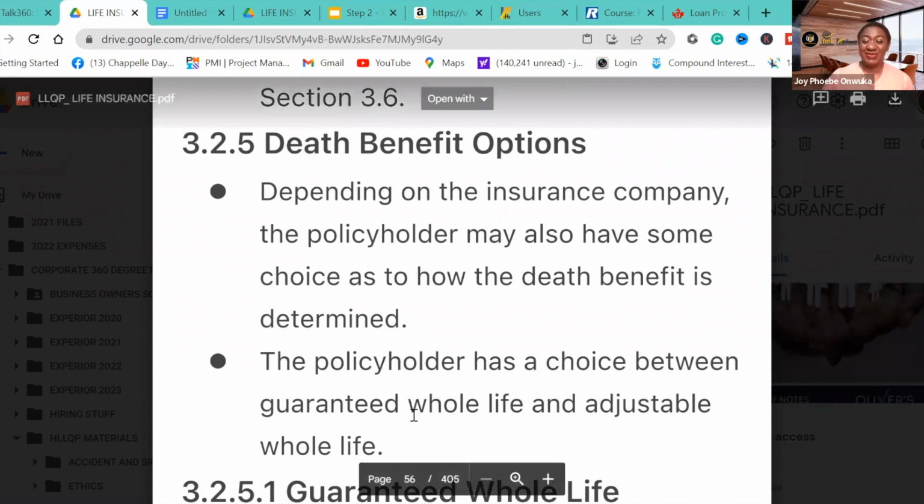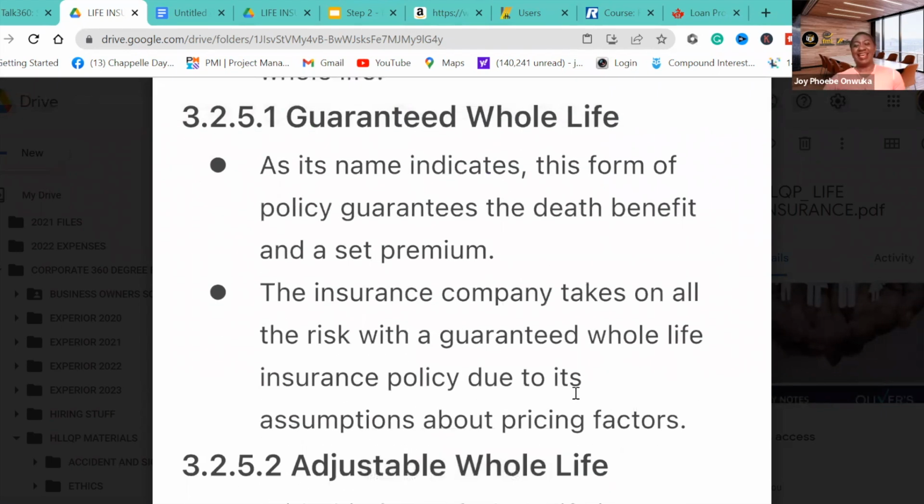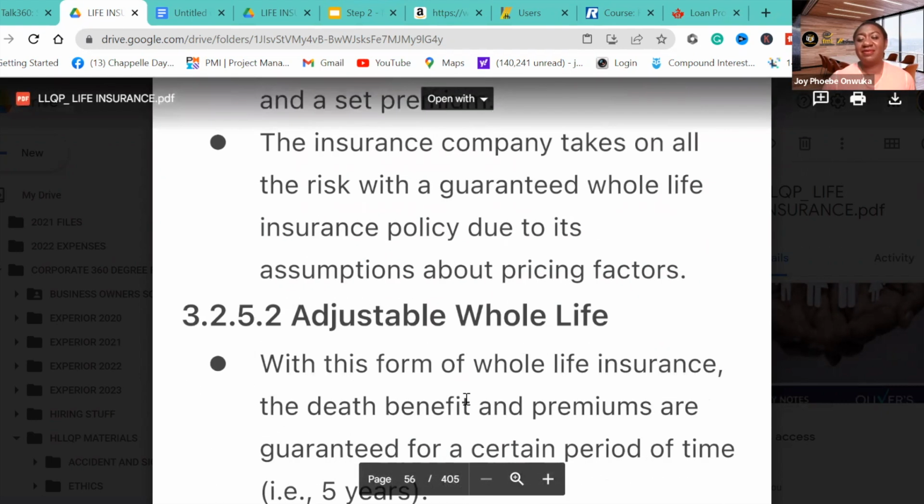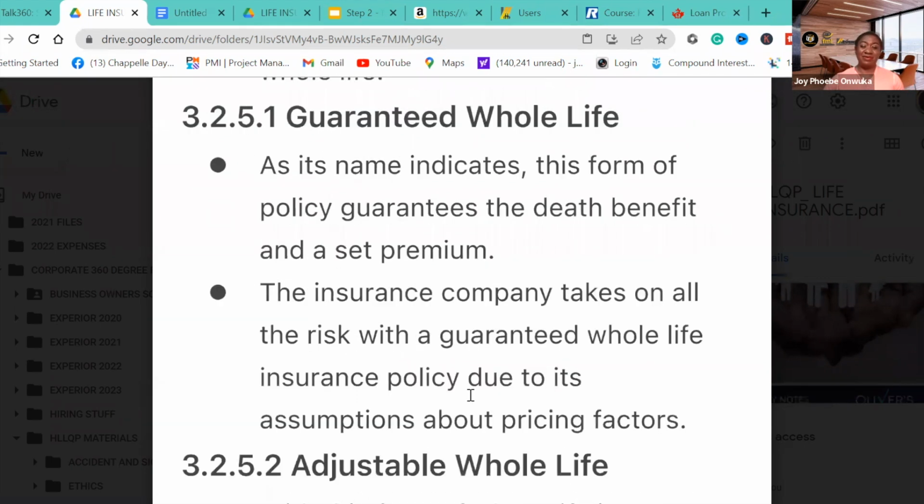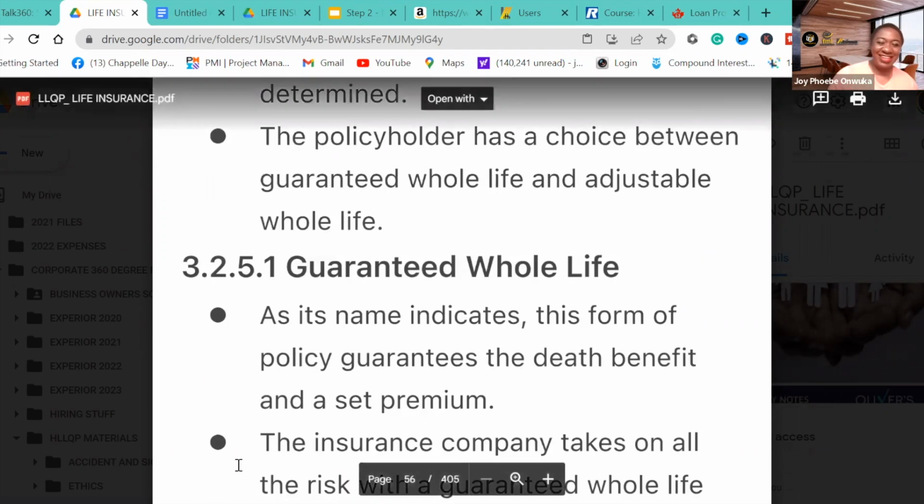Oh, interesting. So, what is guaranteed whole life, you may ask? As its name indicates, this form of policy guarantees the death benefit and sets a premium. The insurance company takes on all the risk with the guaranteed whole life insurance policy due to its assumptions about pricing factors. All right, adjustable whole life. So this guaranteed whole life, like everything is cast in stone. The death benefit is locked in, right? The premium that will be paid is locked in. Nothing is moving, nothing is shaking, nothing is shifting, right? Okay. Now you got it.